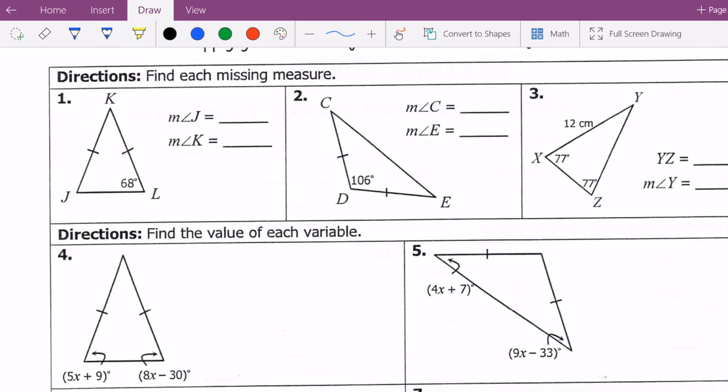So looking at example 1, we have that these two sides, KL and JK, are congruent. So that means that the angles across from those sides have to be congruent to each other, which means angle J must be 68 degrees. To find angle K, we would have to do 68 plus 68, which gives us 136, and then subtract that from 180, which gives us that the other angle would be 44 degrees.